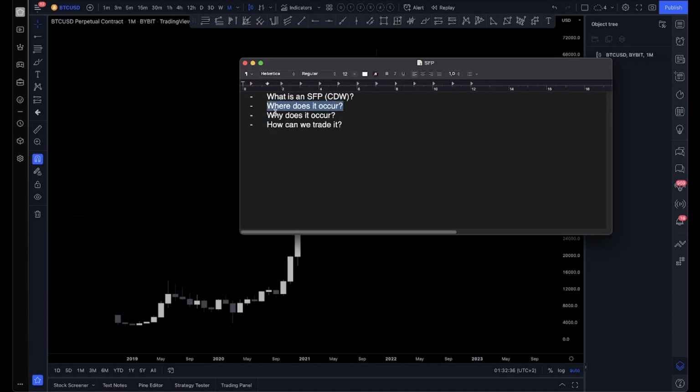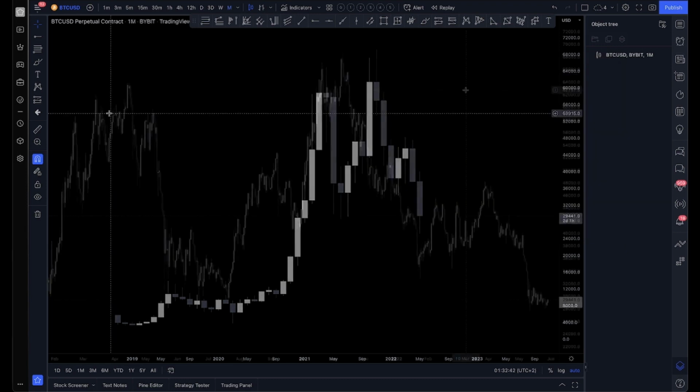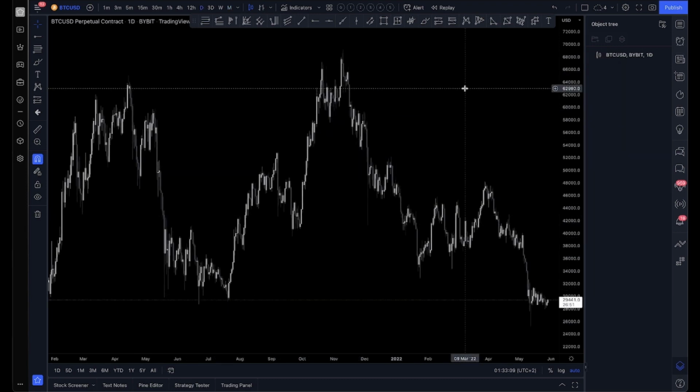So now that we talked about where does it occur, let's talk about why does it occur. So imagine you are a larger player or an entity or a group, and you want to fill a big position, let's say 10 million. You have a few options on how you can do that.